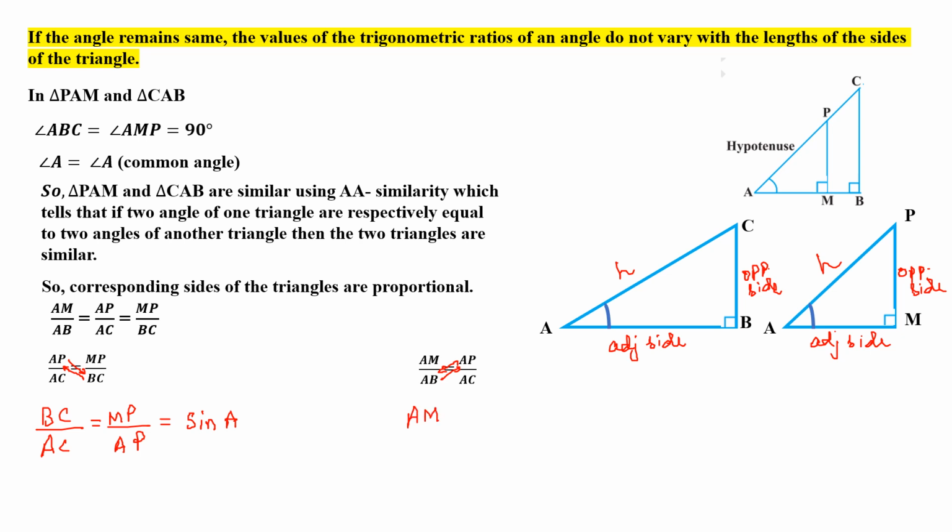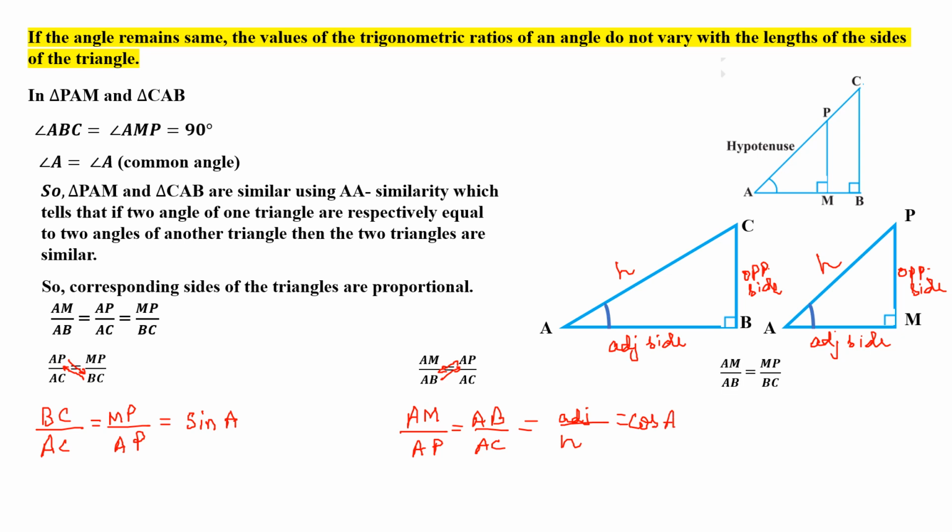AM by AP is equal to AB by AC. And if you see the figure, AM is the adjacent side, isn't it? AP is the hypotenuse. And which trigonometric ratio is this? It is cos A. Okay.